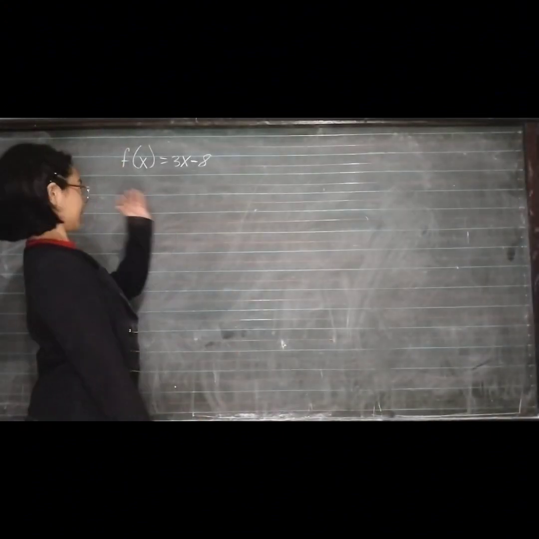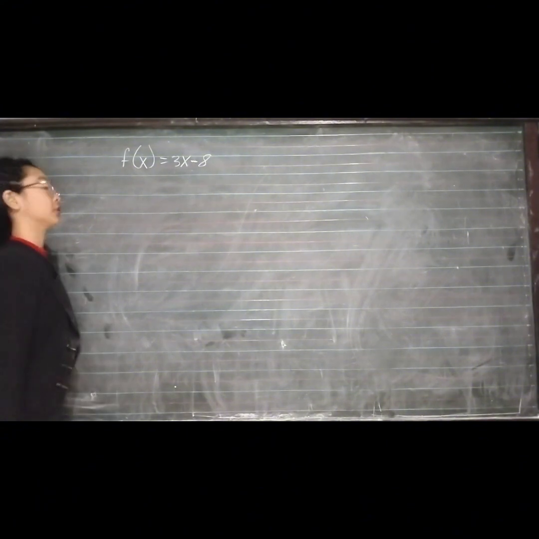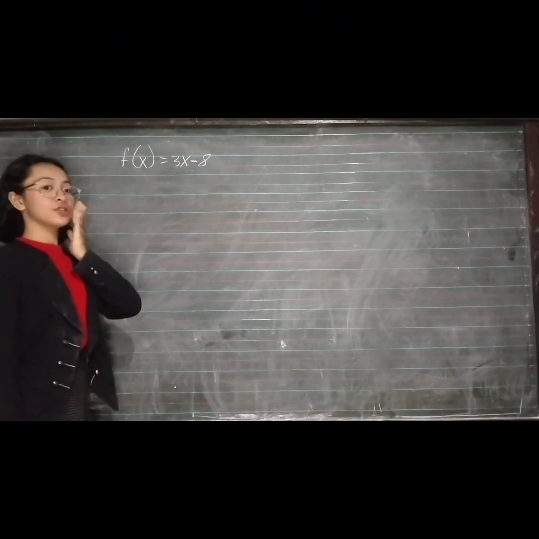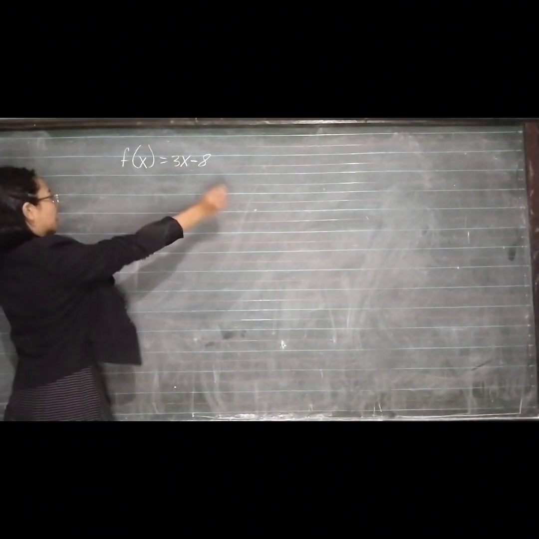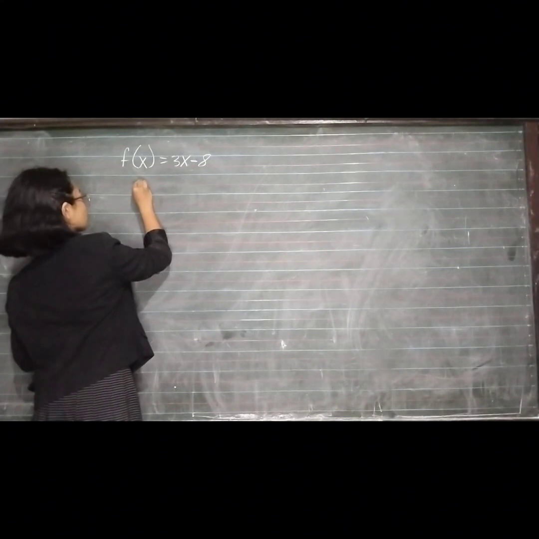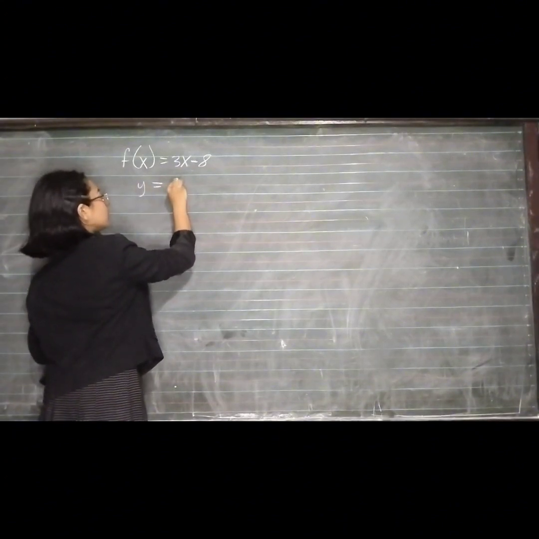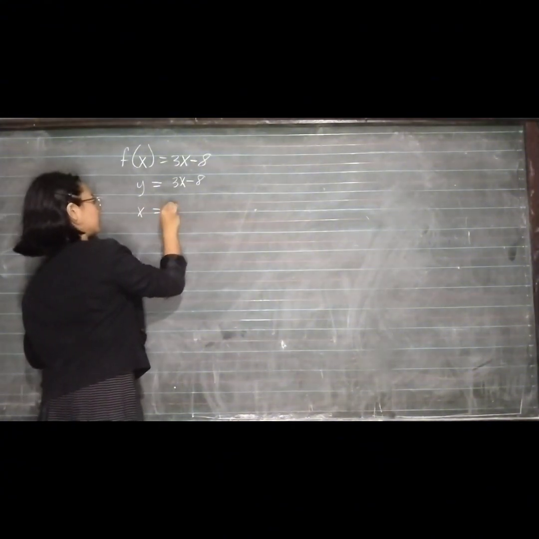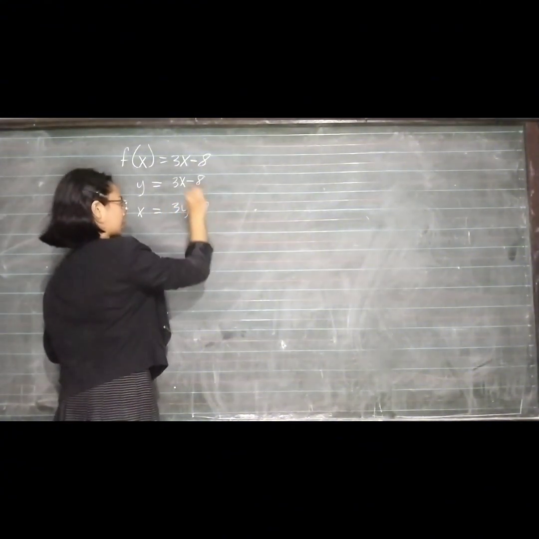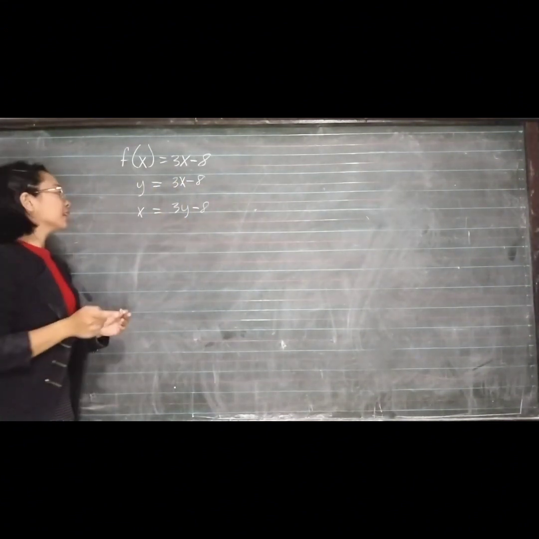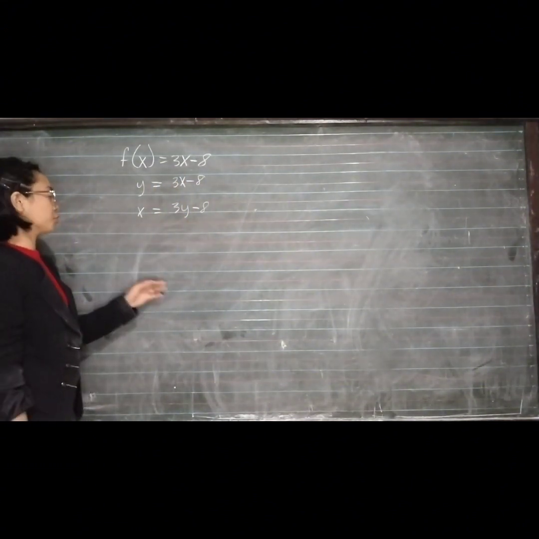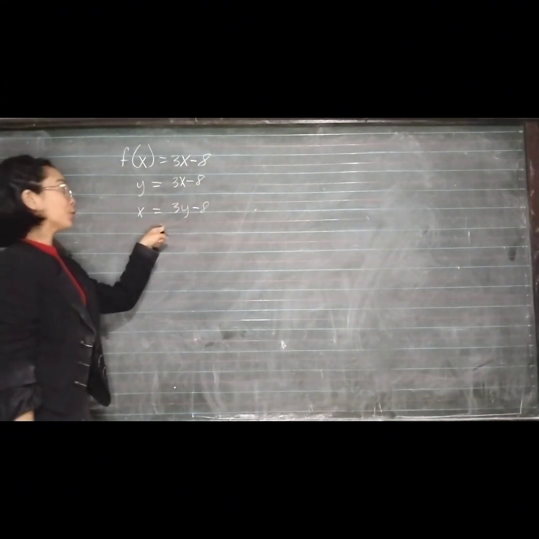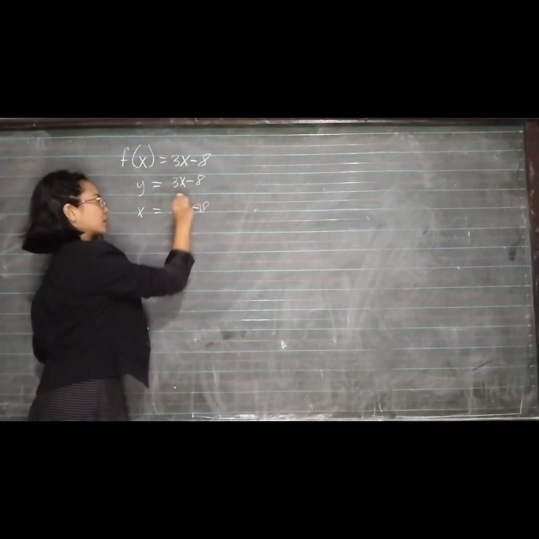So again, this is the last example that I will give you for today's lesson. f of x equals 3x minus 8. So apply those three steps. Write the function in the form y equals f of x. So y equals 3x minus 8. Then interchange it. So x equals 3y minus 8. And then you have to transpose negative 8 to here. Since it moves across the equal sign, this sign will change.